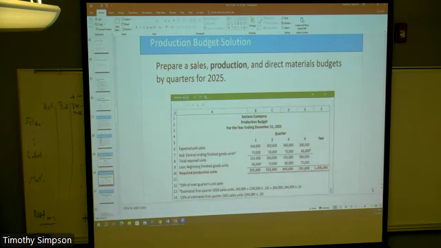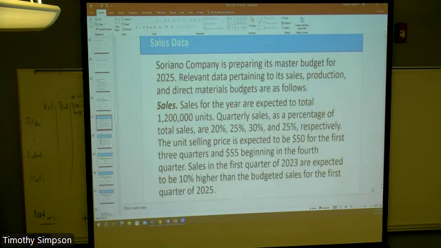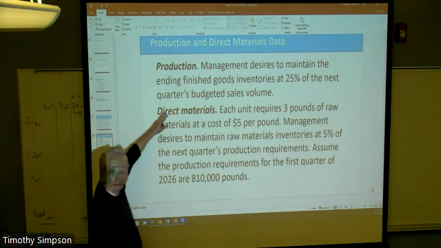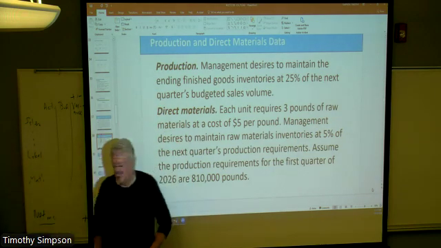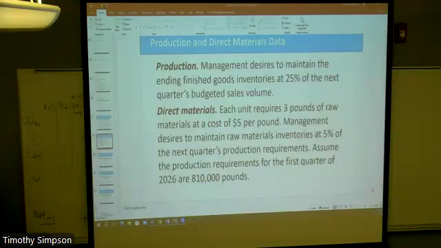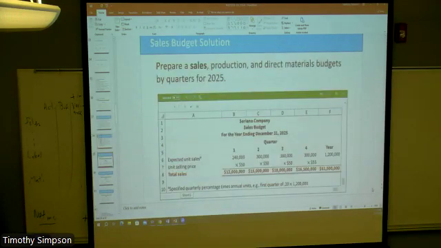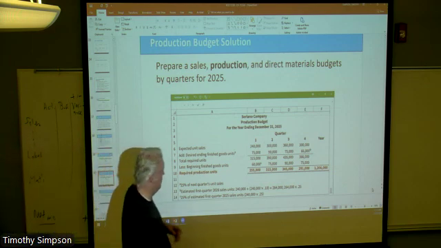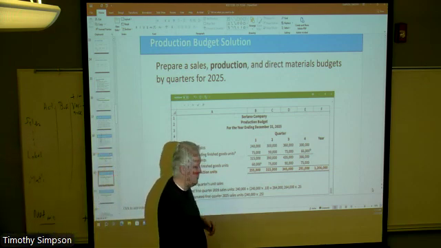So here's what we've got. We've said that we want some ending finished goods that I believe is 25%. And let me see, where do we see that here? Yeah, 25%. We want ending finished goods at 25% of the next quarter's budgeted sales volume, which we've done here. And again, this is not income statement data, this is budget data. This is forecast data, right? These are not financial statements, which are backward looking, they're historical.